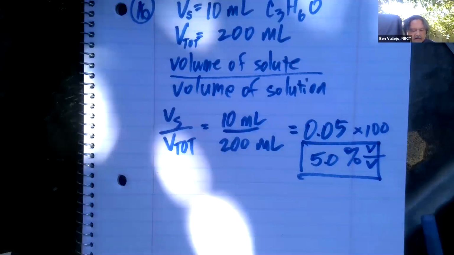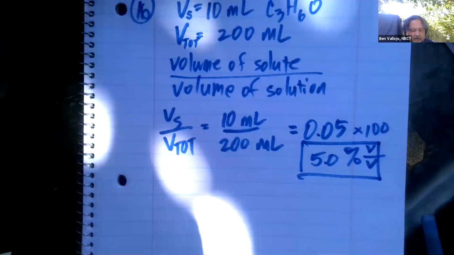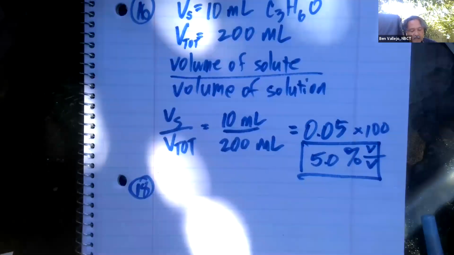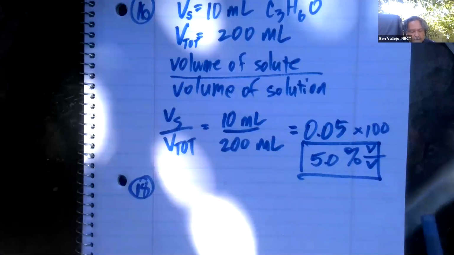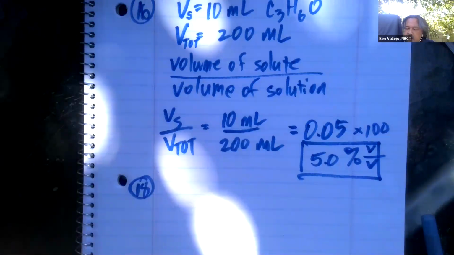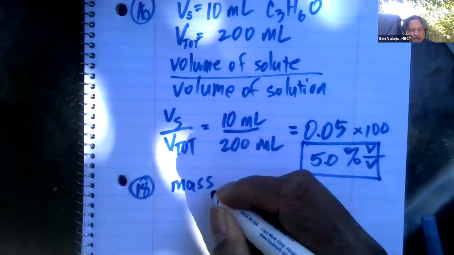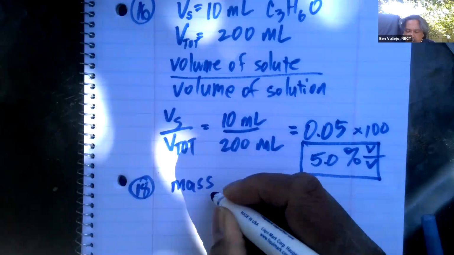All right, 18 says calculate the grams of solute required to make 250 grams of 0.10% magnesium sulfate. Okay, so, all right, let's start with what they give you. What they want is grams of solute. So the mass of the solute is what they want. Okay, and you've got 250 grams total.